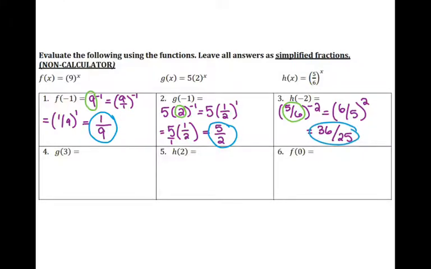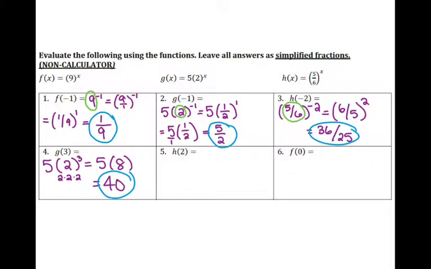All right, now moving on to positive exponents. So I have g of 3, so that's going to give me 5 times 2 to the third power. Once again, order of operations tells me I need to do the exponent first. So 2 cubed is 2 times 2 times 2, which is 8. So I have 5 times 8, which is 40.